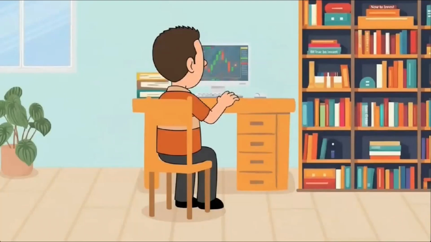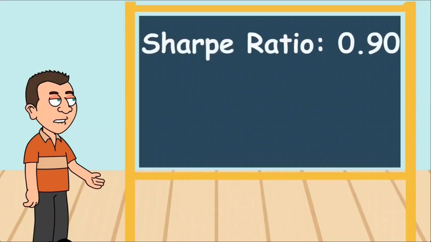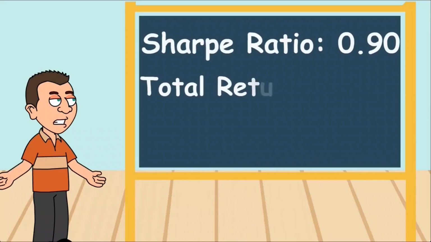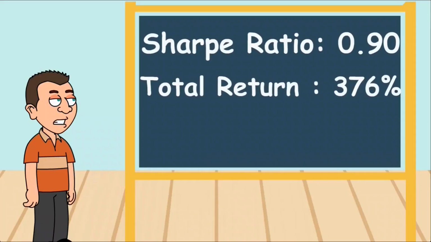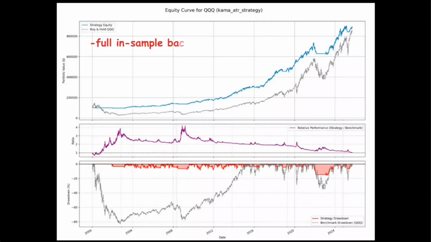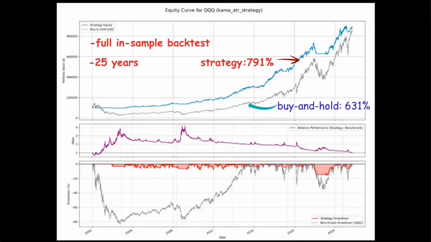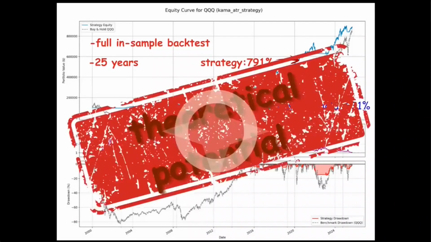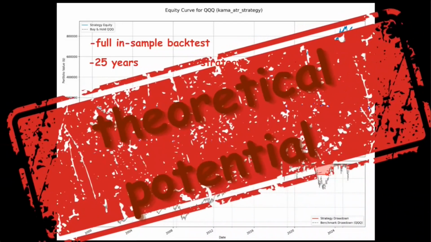We ran the new ML strategy through the same rigorous walk-forward optimization on QQQ. The results were a world apart. Sharpe ratio, a solid 0.90. Total return, out of sample, 376%. Max drawdown, a very manageable minus 16.4%. Interestingly, when we ran a full in-sample backtest, using a single set of optimized parameters over the entire 25-year period, the strategy returned 791%, handily beating the 631% buy and hold return for the same period. This shows the strategy's theoretical potential under a stable parameter set.